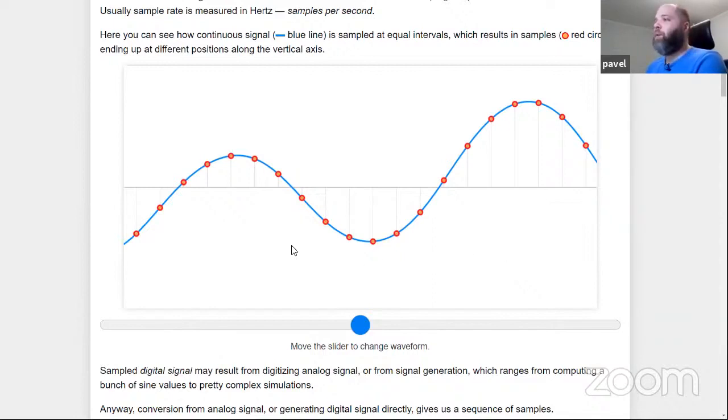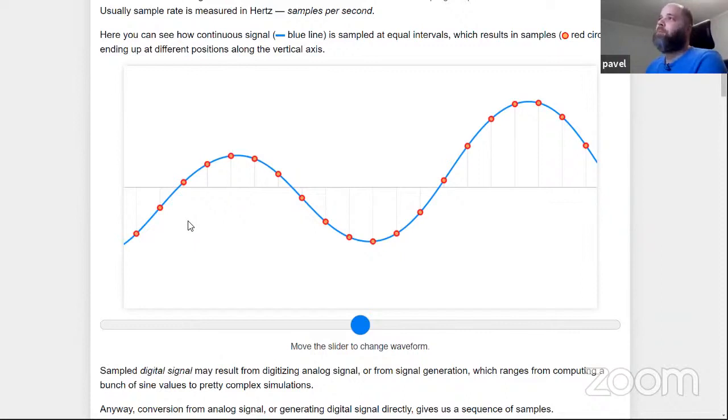And here, for this continuous signal, the blue line, which evolves along the horizontal axis, we measure it from time to time, and we get values which are represented by these circles, which get some position in the horizontal axis, which corresponds to the value of the sample.